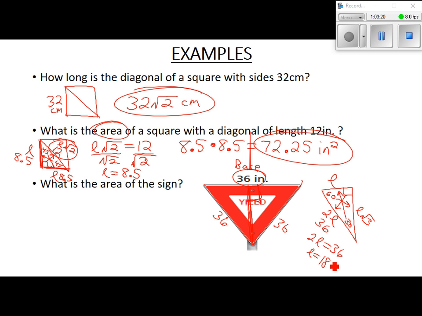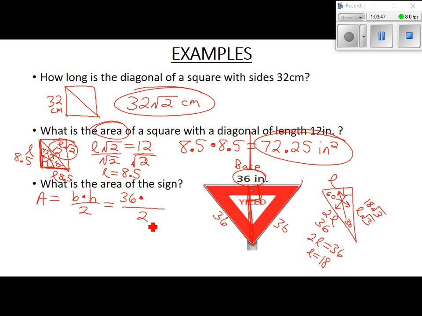18. If L is 18, and we stick 18 in here, that's 18 times the square root of 3. That's the height of the triangle. We need that because area equals base times height divided by 2. We know the base is 36, but we need the height. Well, what's 18 times the square root of 3? Give me the decimal answer.